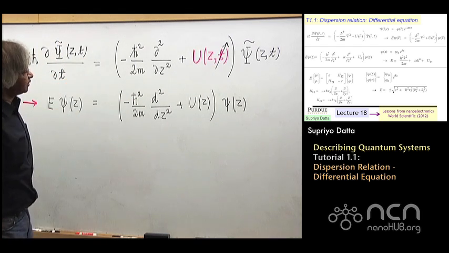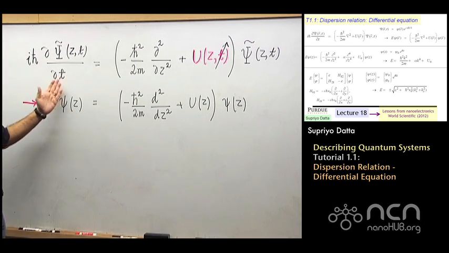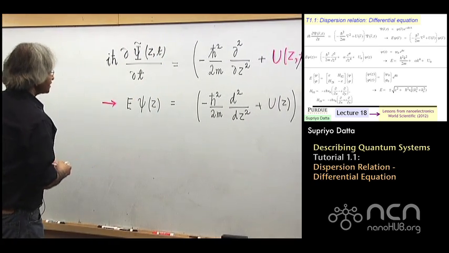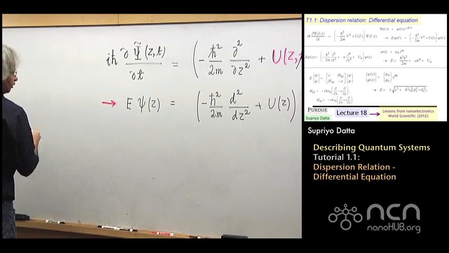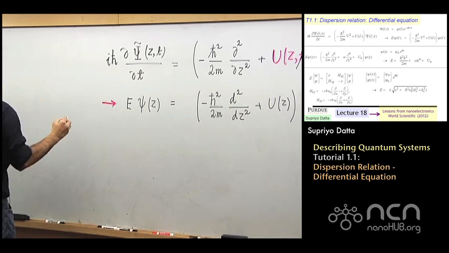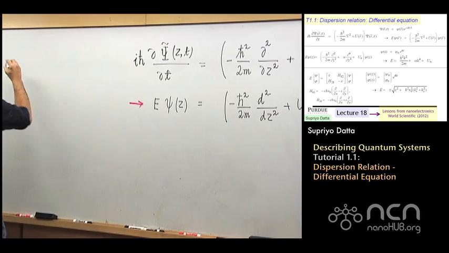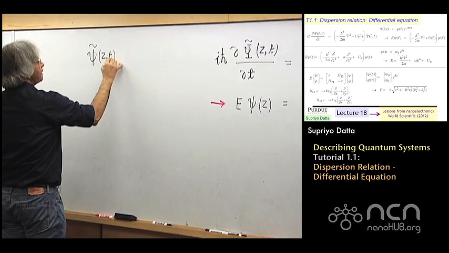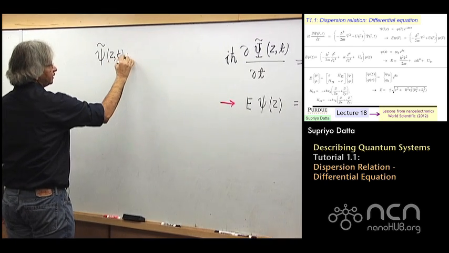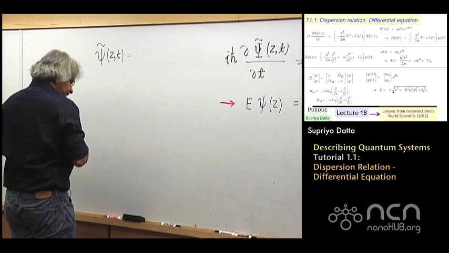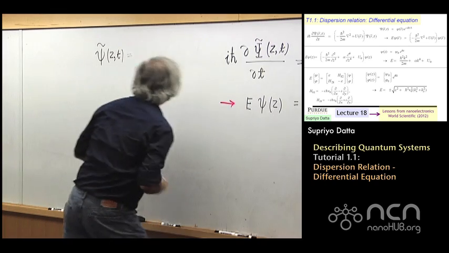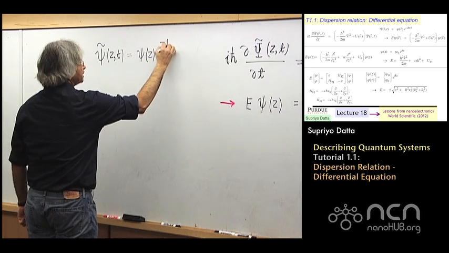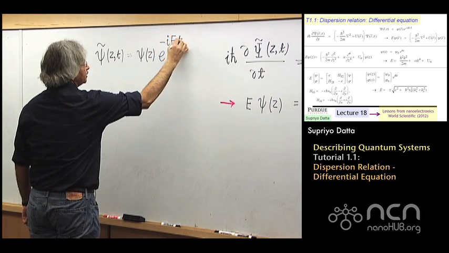You see, then the basic rule is that as long as the coefficients of your differential equation do not depend on time, we can always write the solution in the form of, I should write it here, psi of z comma t. That's the general time-dependent thing. And we can write it in the form, let me get a better pen, psi of z times exponential minus i E t over h bar.